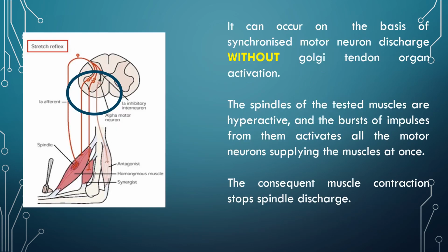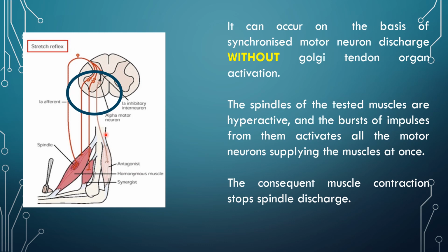So in case of clonus, there will be more gamma discharge, but one important point is that it can also happen without involving the Golgi tendon organ. So how can it happen then? It is due to the synchronized motor neuron discharge. At the anterior horn cell, we know several motor neurons are there. Now the muscle spindle is hyperactive, so they release a burst of impulses and activate all the motor neurons at once.